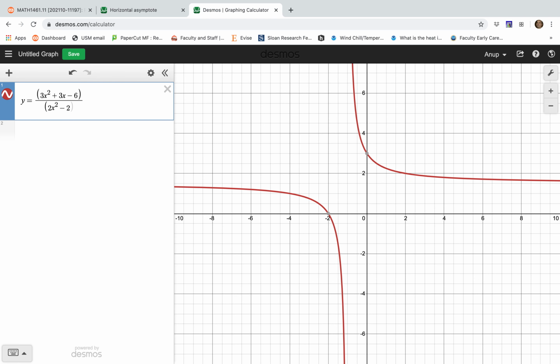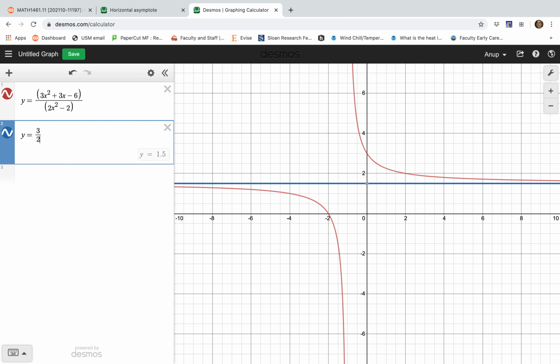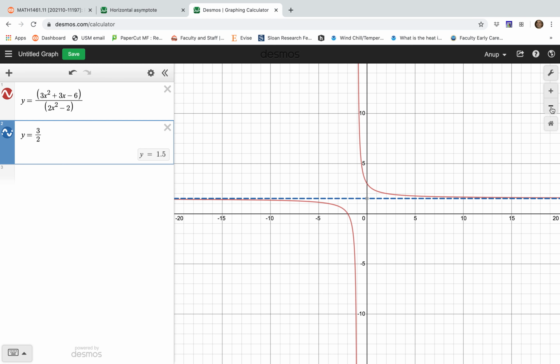What did I say earlier? To find the horizontal asymptote, we just need to look at the degree, and if they are the same, like this is a second degree polynomial and this is a second degree polynomial, we just take the ratio of the leading coefficients, which in this case is 3 over 2. So y equal to 3 over 2, I'm going to draw this line as a dashed line, so you can clearly see that the dashed line is actually the horizontal asymptote. That's exactly what we are seeing here on the graph.